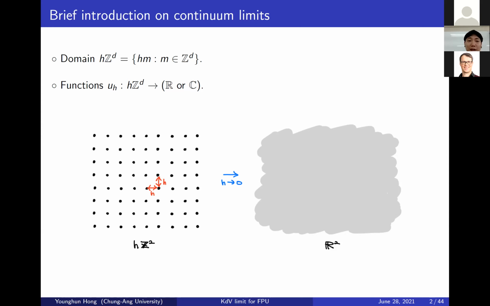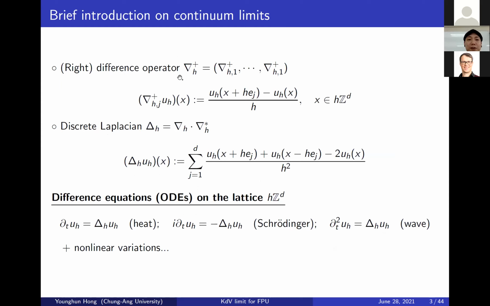On this domain, we may define a discrete differential operator, or difference operator, as the fraction in the definition of the derivative before we take the limit. We can also define the discrete Laplacian operator as a difference operator like this. Then, using these operators, we can introduce difference equations on the infinite lattice hZ^d. It can be anything, including the heat equation, linear Schrödinger equation and wave equation, and we can also add some nonlinearities to these equations.